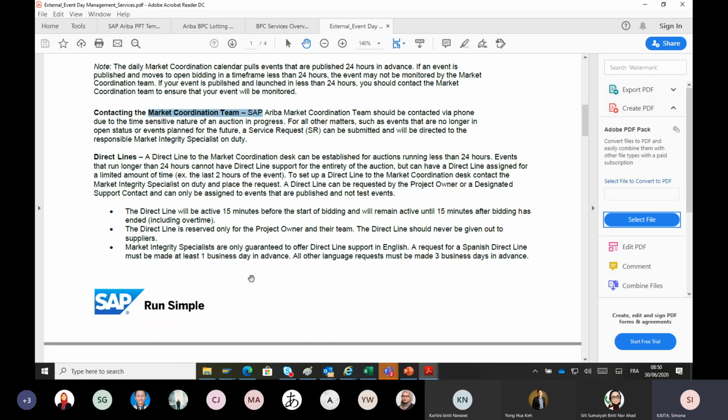Please read these documents. If you have questions or things that you don't understand about these documents, please make sure that you respect them. Here we say market integration are only guaranteed to offer direct line support in English. A request for Spanish maybe 1 day before. Anyhow, the best way, it doesn't matter that it's English, for direct lines, would be to place the request 3 business days in advance, so 72 hours, by the project owner or the designated support contact.